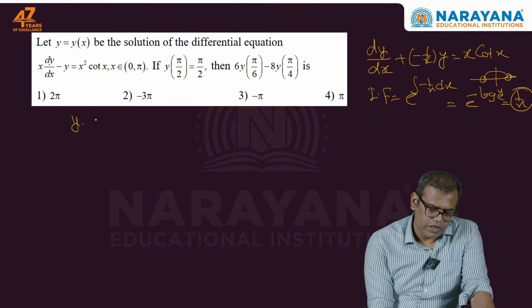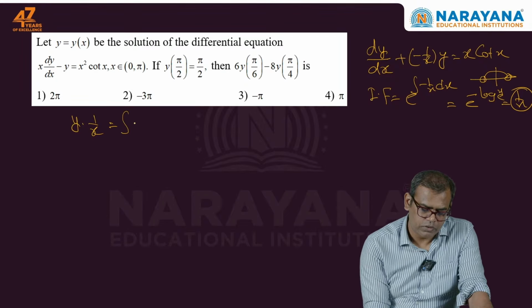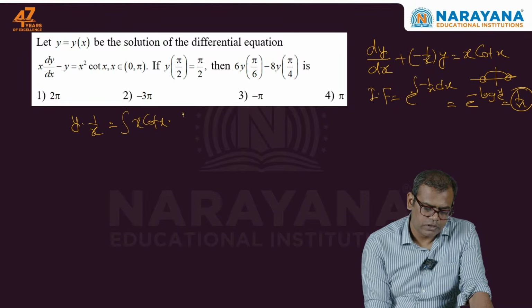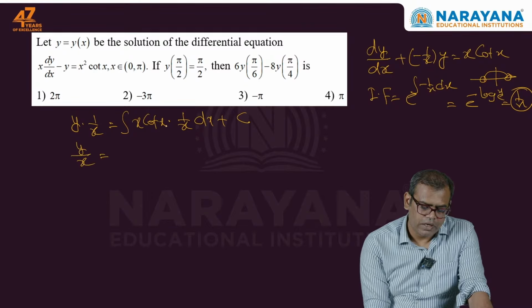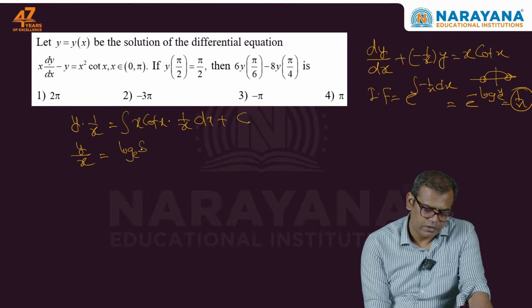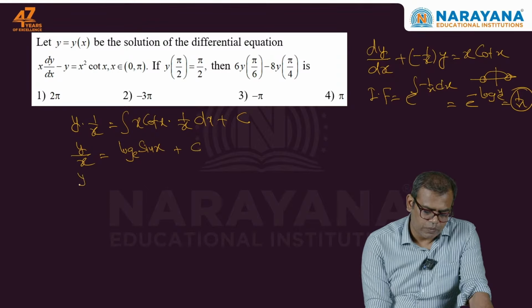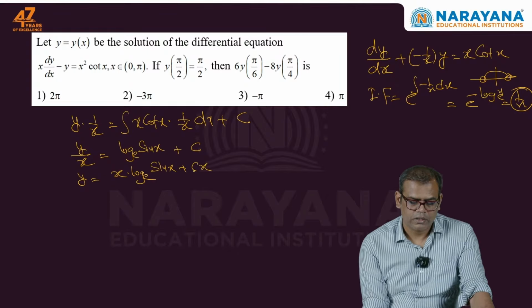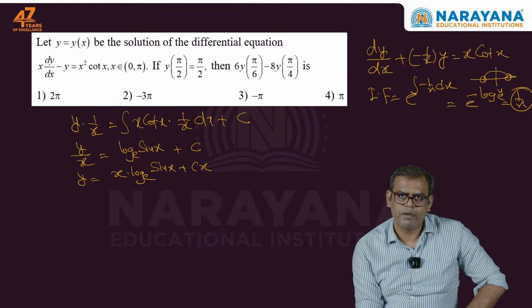So according to the result, y into integrating factor 1 by x is equal to the integral of Q, which is x into cot x, into integrating factor, dx, and put a constant term c. So y by x is equal to, x is cancelled, and the antiderivative of cot x is log sin x base e, plus c. So further we can write y is equal to x into ln sin x plus cx. And one piece of information is given: x is pi by 2, then y is also pi by 2, the curve is passing through the point pi by 2 comma pi by 2.